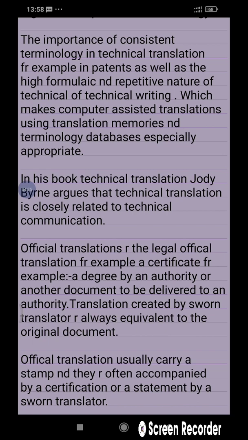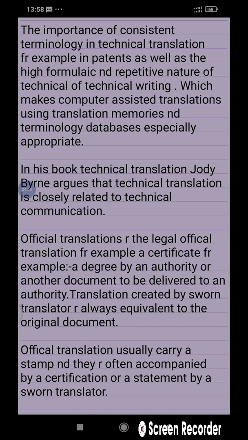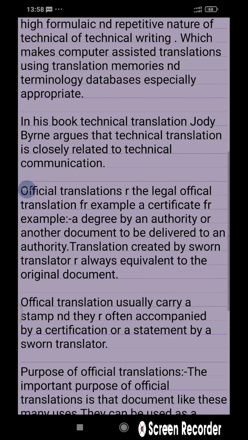In his book Technical Translation, Jody Byrne argues that technical translation is closely related to technical communication. So while we are communicating with another country in a legal or documentation way, and we want to translate it into our Indian language, this is called technical translation.